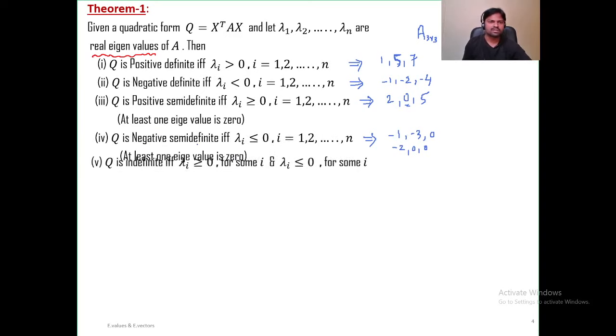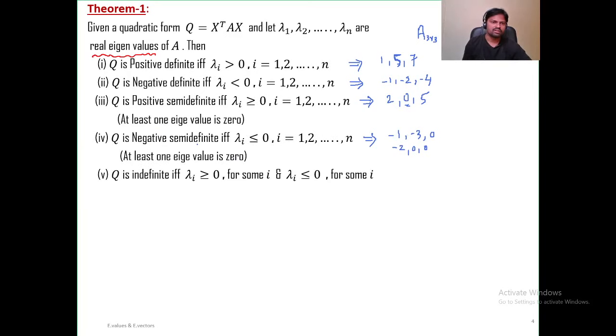Okay. Next conclusion. Indefinite. Q is indefinite if and only if some eigenvalues are more than or equal to 0 and some eigenvalues are less than or equal to 0. So it is a mixing. It's like khichdi kind of.